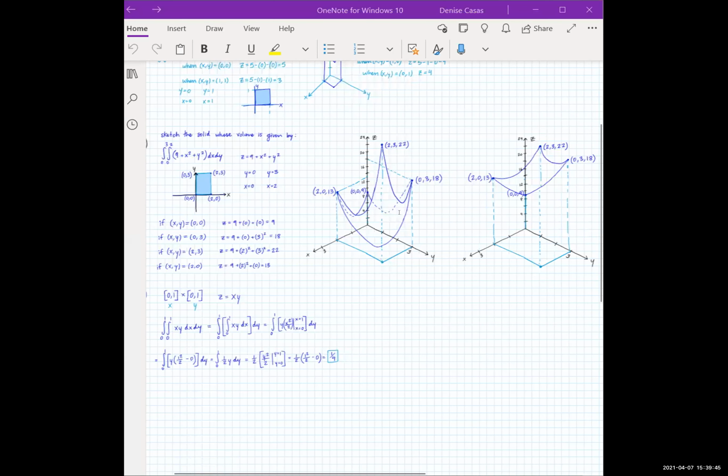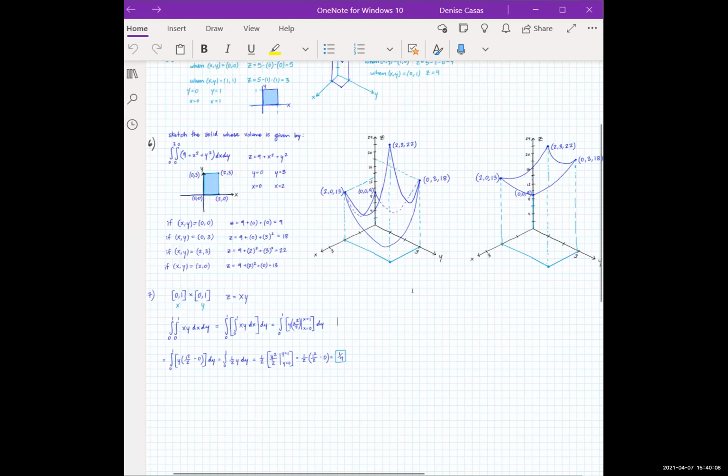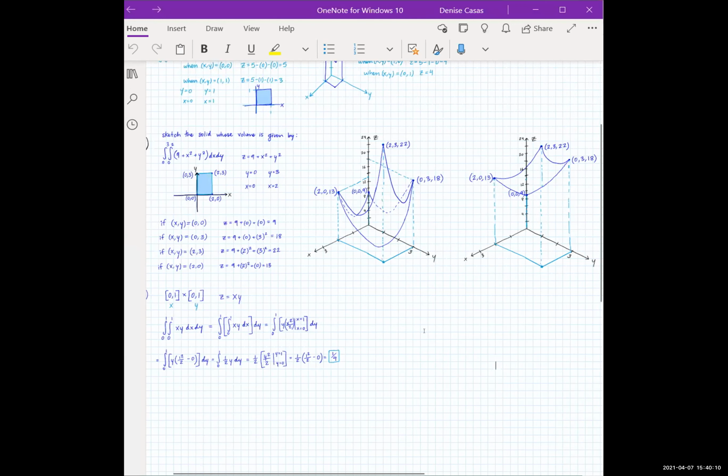So it's asking for the solid whose volume is given by this. Originally I drew this on the left, but I figured it didn't make sense because there wasn't a point down here, I guess. So then I drew the figure on the right, but I'm having trouble figuring this out. Sketch it.